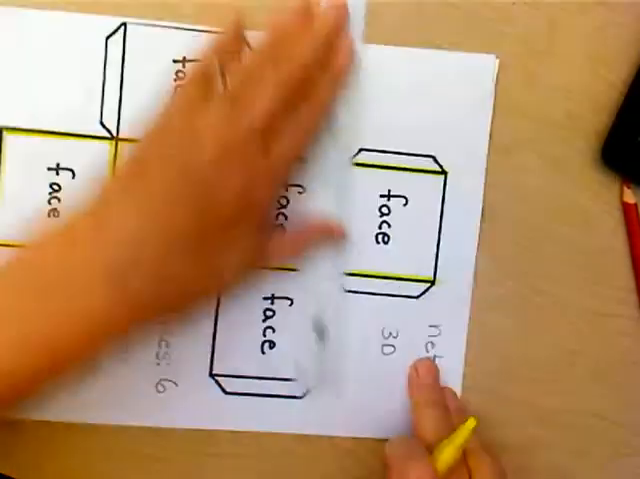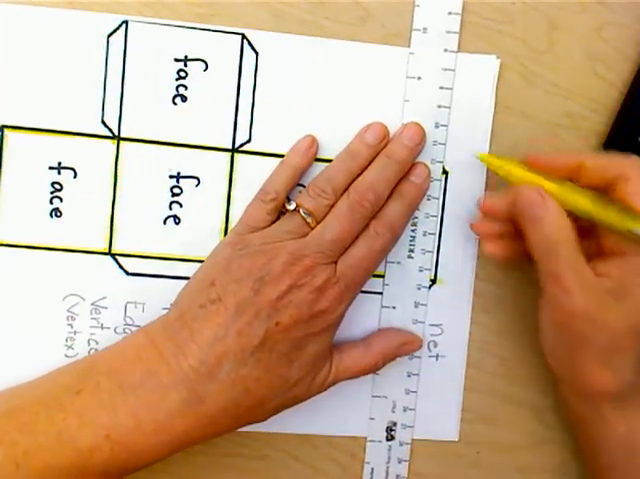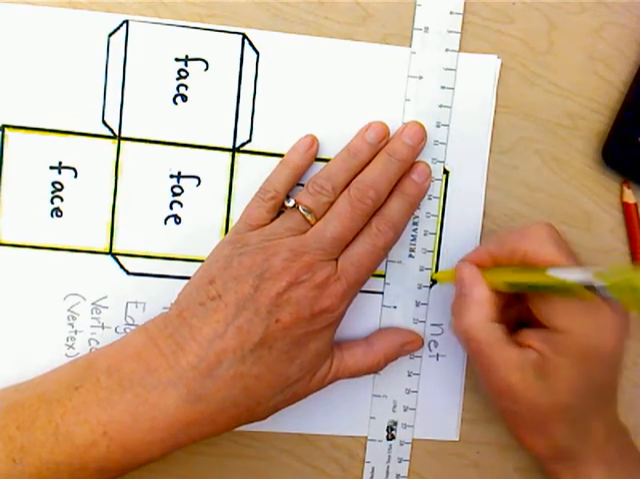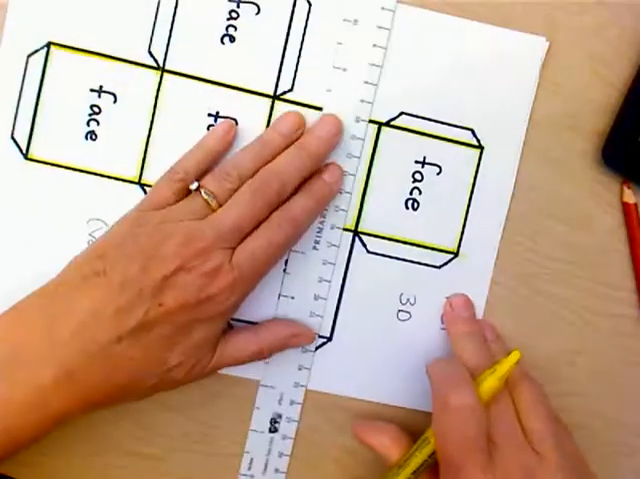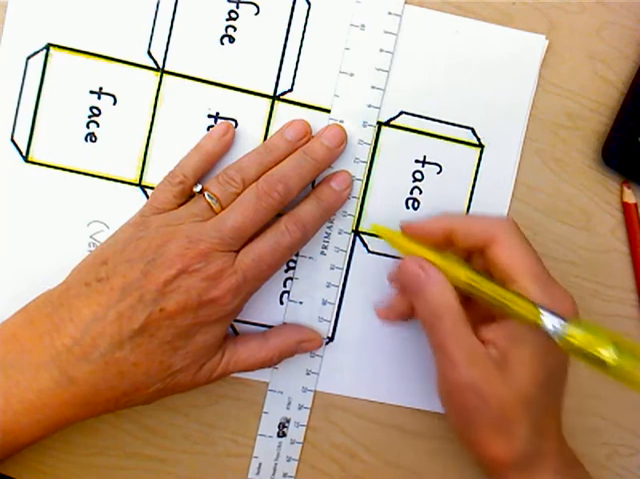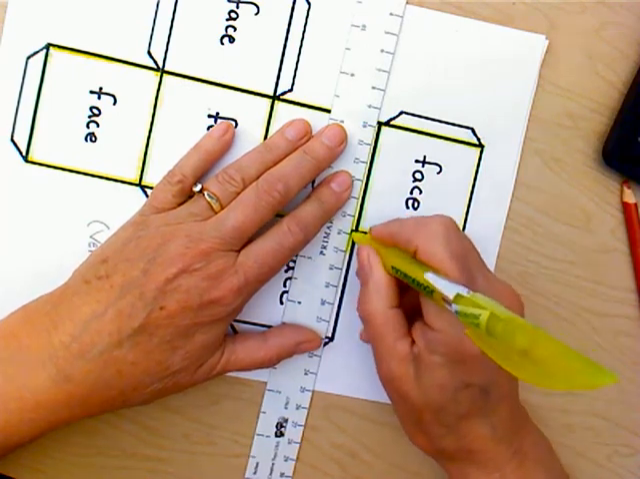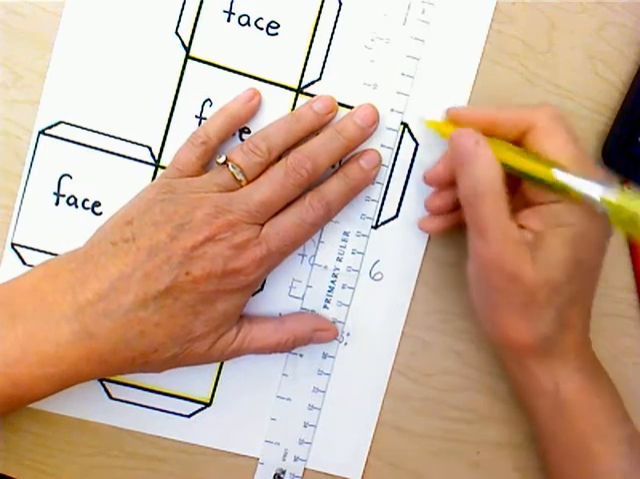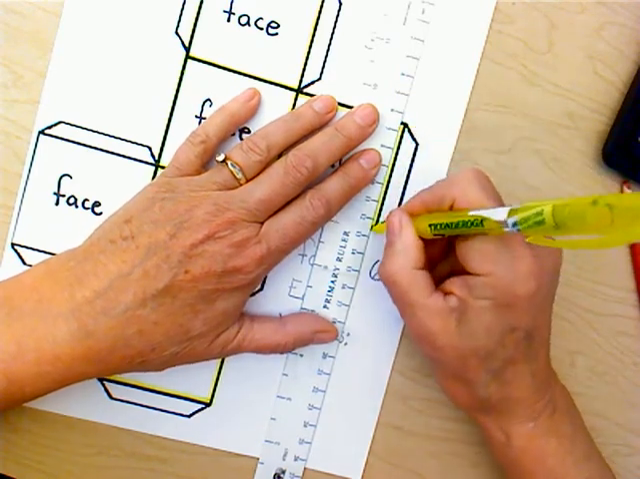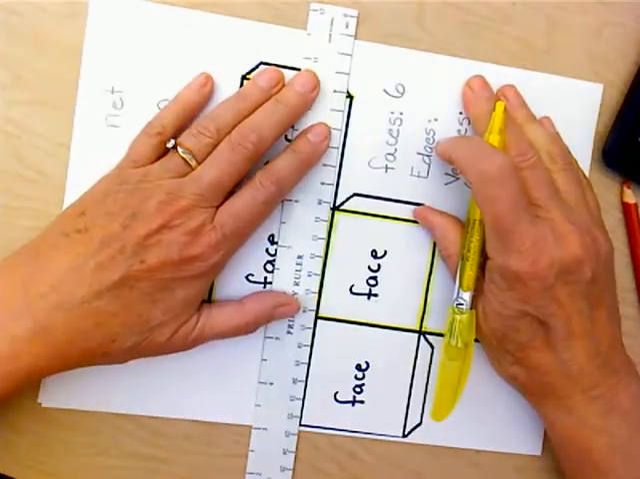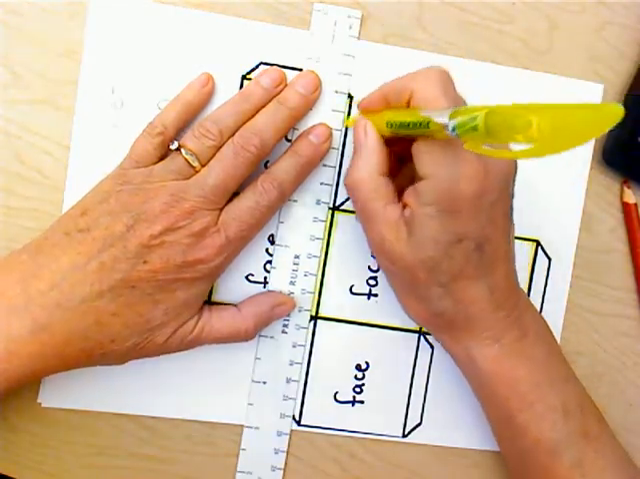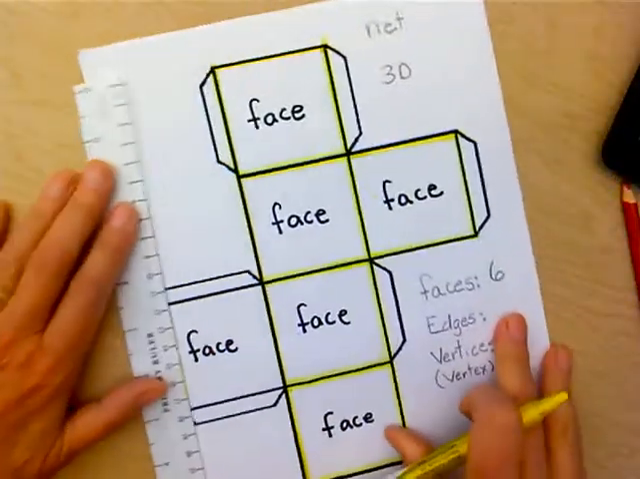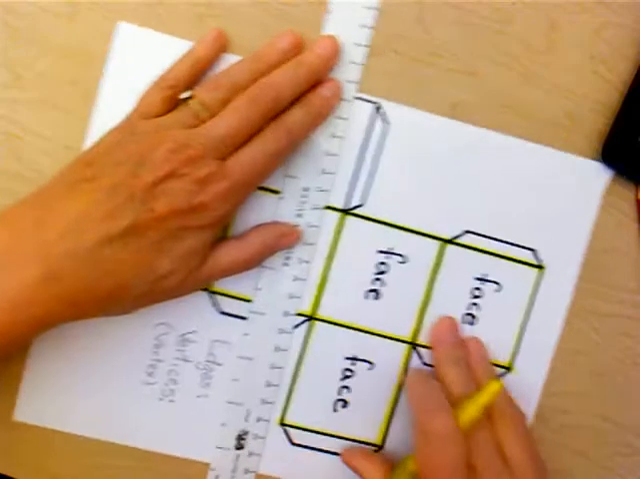Let's see, oops, I got to get this edge up here. I have to make sure I get all of my edges. And you're going to be cutting this out, so if you get some marker on the outside, that would be fine. There's an edge there. A little harder to count the edges when you're looking at the net, but it's very easy to count the edges once you have this put together.